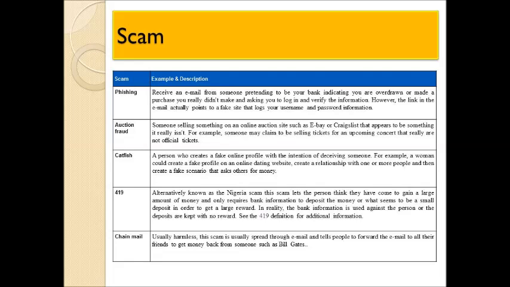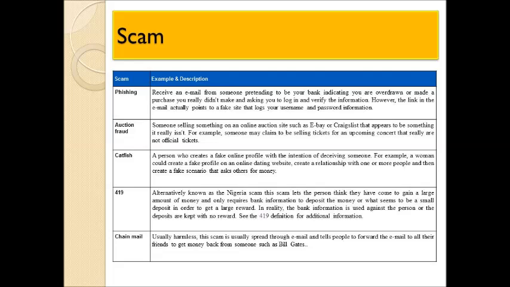The next one will be the last one, which is scam. Scam is divided into 5: phishing, auction fraud, catfish, 419, and chain mail. Phishing is like receiving an email from someone pretending to be your bank. This can be almost the same as fraud, but this is scam. Scam means this is not true, but they pretend to be someone.